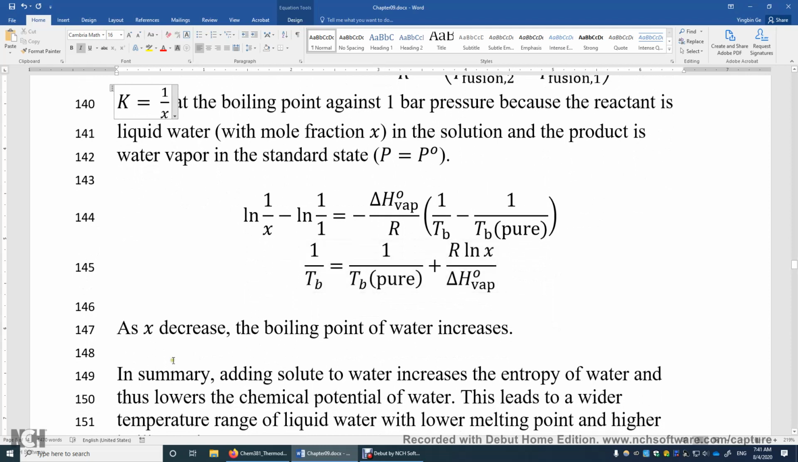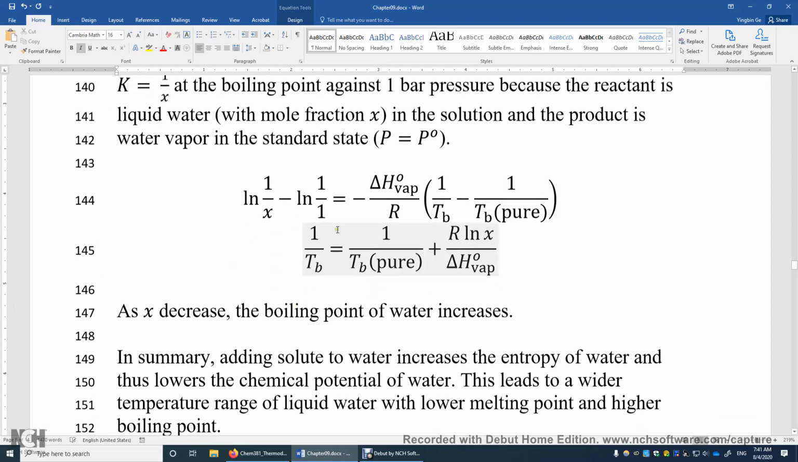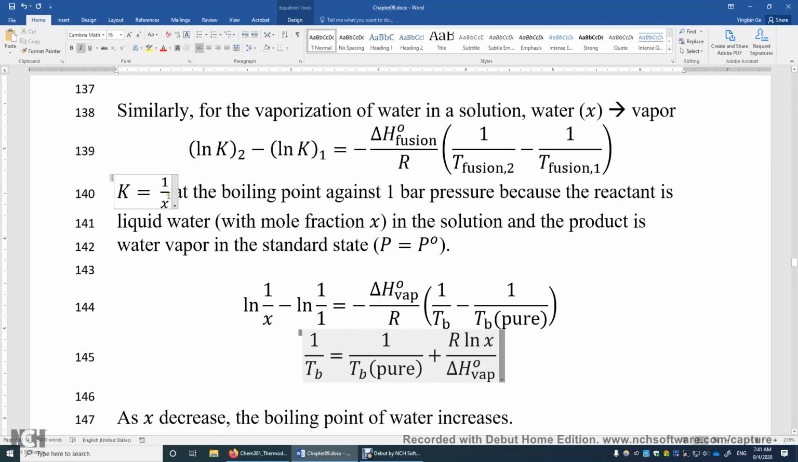So as you can see, if x decreases, this part decreases. If this part decreases, this whole thing decreases. This whole thing decreases, that means the boiling point increases. You can do a similar quantitative analysis for the melting point. For the melting point, remember, K equals X. For the boiling point, K equals 1 over X.